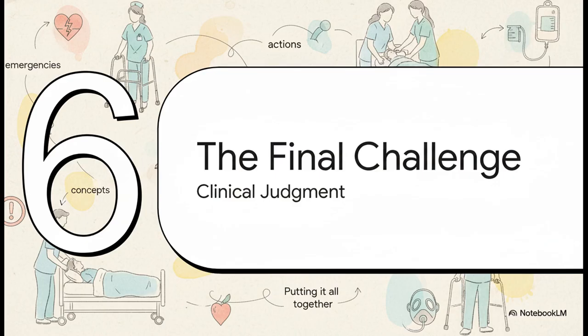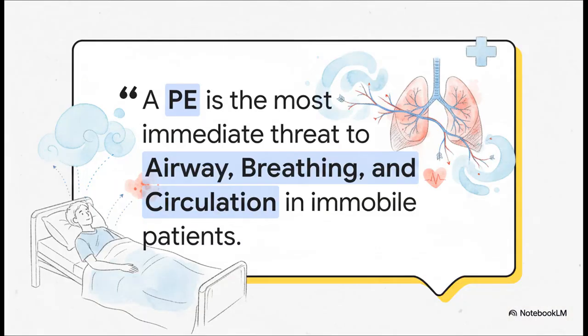All right, you have absorbed a ton of information. We've covered the concepts, the actions, and the emergencies. Now, let's put it all together. It's time for the final challenge. This right here is pure gold for your exams. The NCLEX loves to test your ability to prioritize. And for immobility, the pulmonary embolism is the ultimate bad guy because it attacks breathing and circulation at the exact same time. It will almost always be the number one priority.